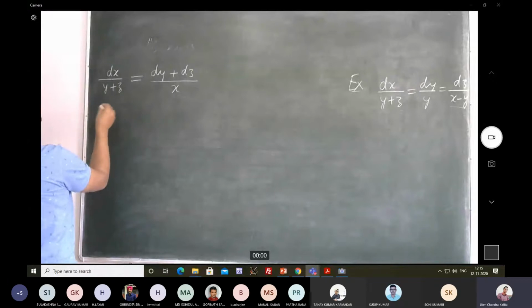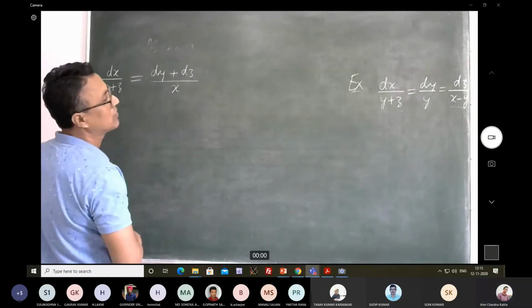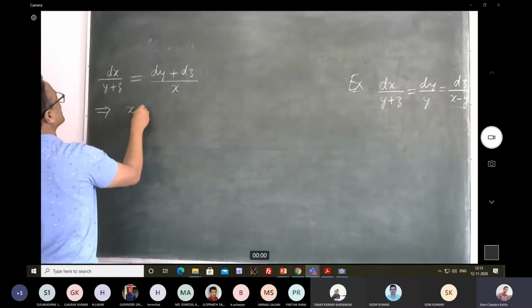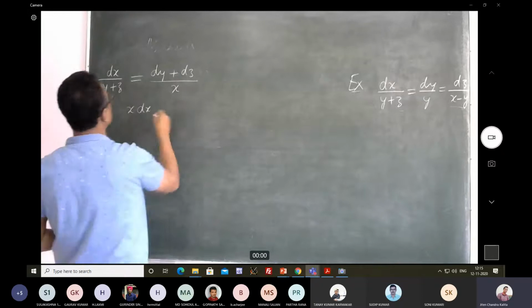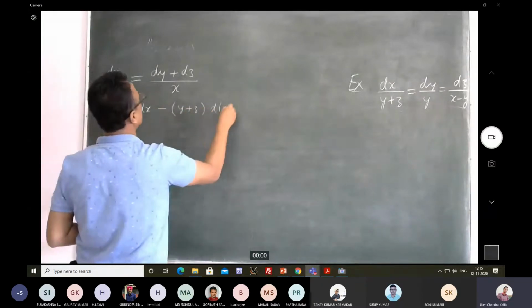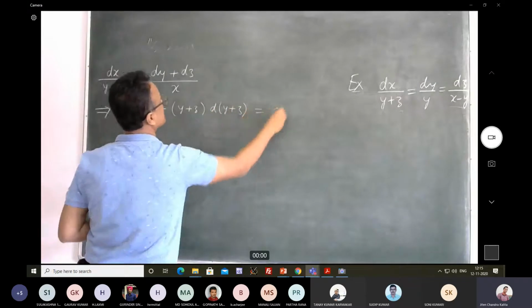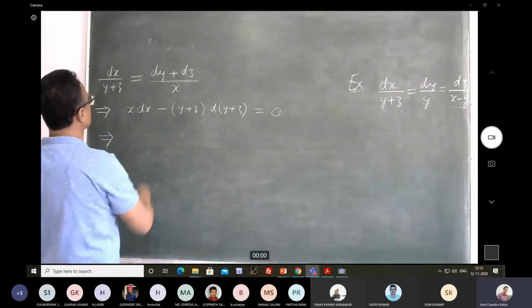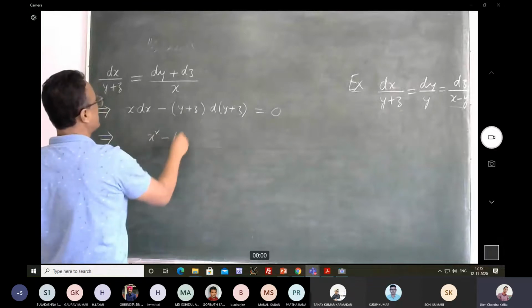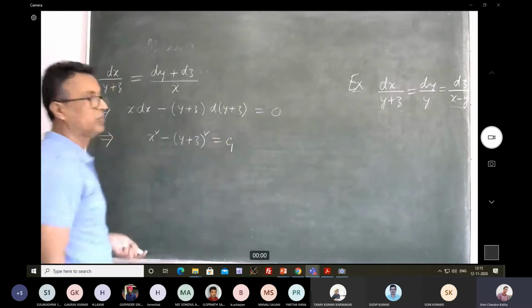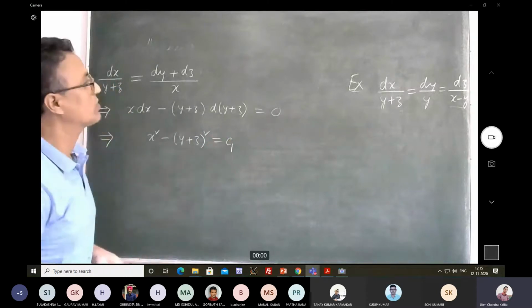So what does it give you? This implies x dx minus (y+z) d(y+z) is equal to 0. So from here, I get one solution: x squared minus (y+z) squared equal to c1. Okay, fine. And what about the other one?